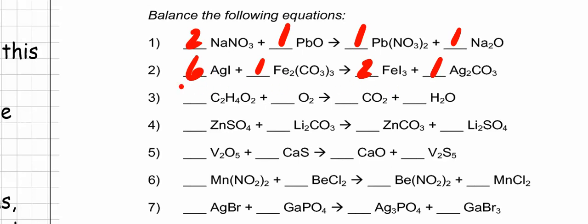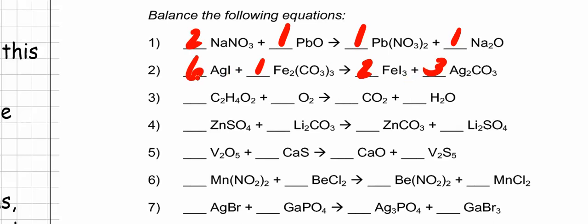Now let's go back. Silver. I have 6 here. That obviously threw the silver off, so I have to fix that because I got a 2 right here. So I'm going to change this to a 3, just like that. Now I got 6 silvers on the left, I've got 6 silvers on the right. How many iodines do I have on the left now? I've got 6 iodines on the left. 2 times 3, I've got 6 iodines on the right.